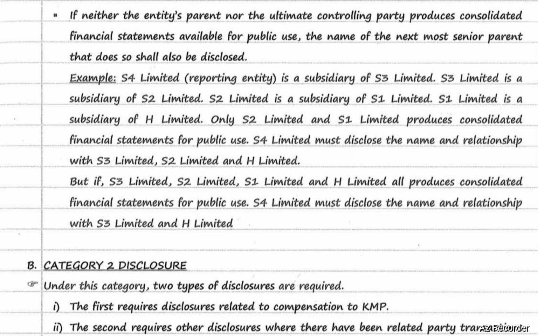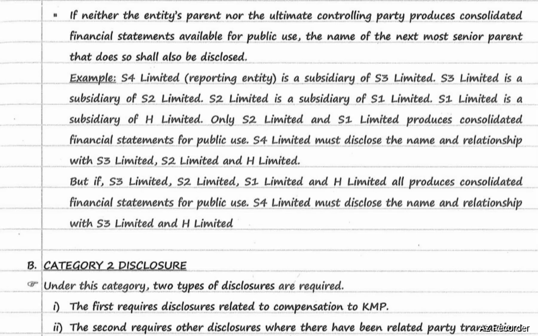Only S2 Limited and S1 Limited produce consolidated financial statements, CFS, for public use. S4 Limited must disclose the name and relationship with S3 Limited, S2 Limited, and H Limited. But if S3 Limited, S2 Limited, S1 Limited, and H Limited all produce consolidated financial statements, that is CFS, for public use, S4 Limited must disclose the name and relationship with S3 Limited and H Limited.